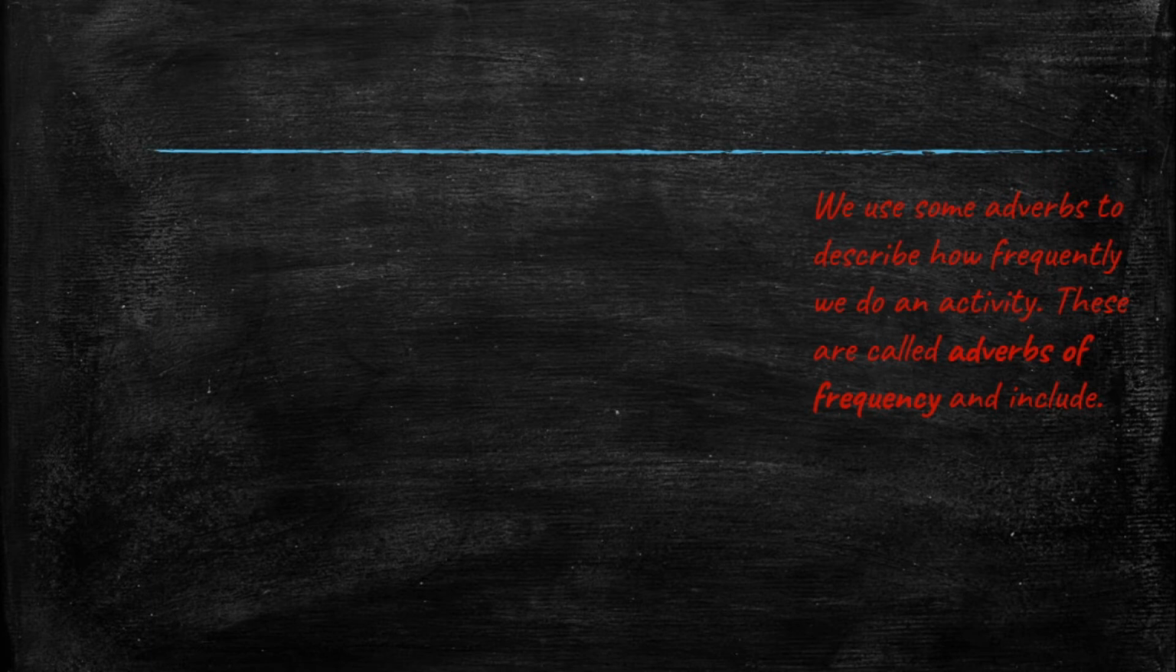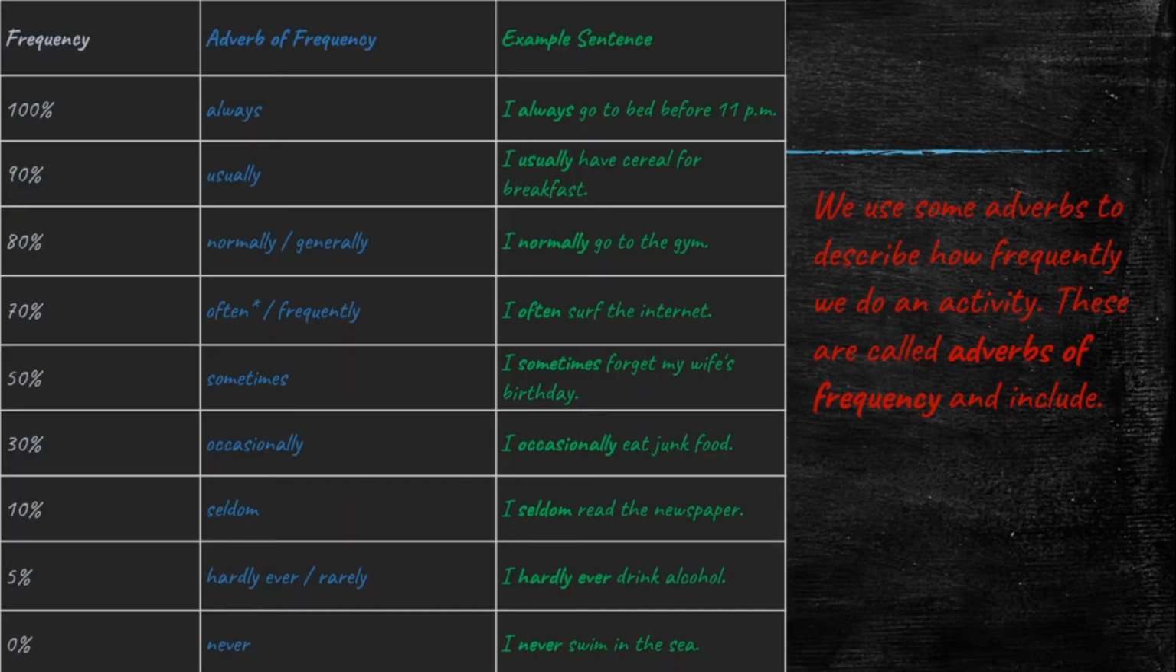Finally, adverbs of frequency. So there are some adverbs that we use with the present simple to describe how frequently we do an action or how frequently an action happens. For example, always, usually, normally or generally, often or frequently, sometimes, occasionally, seldom, hardly ever or rarely, and never. For example, I always go to bed before 11 p.m.